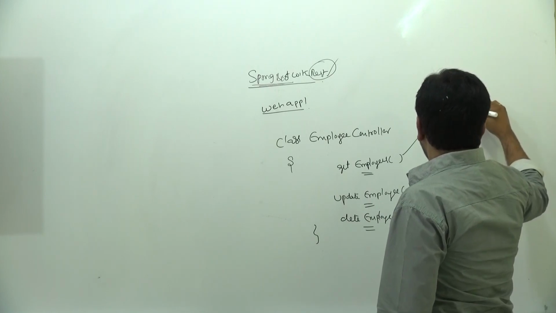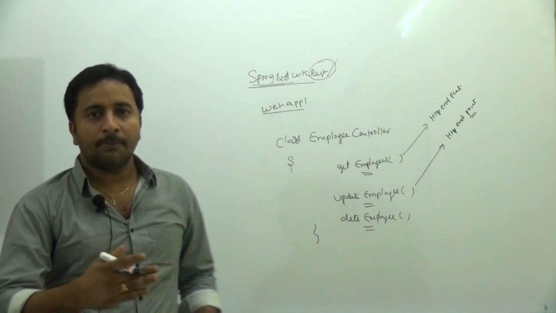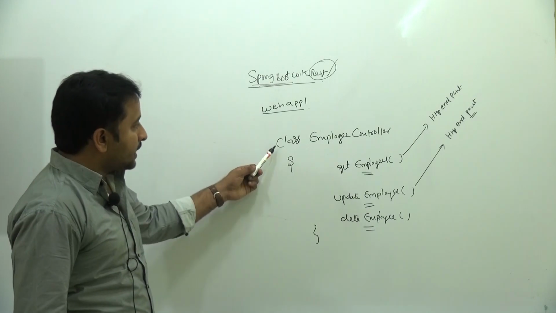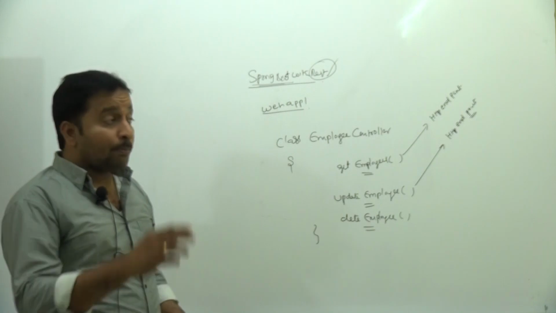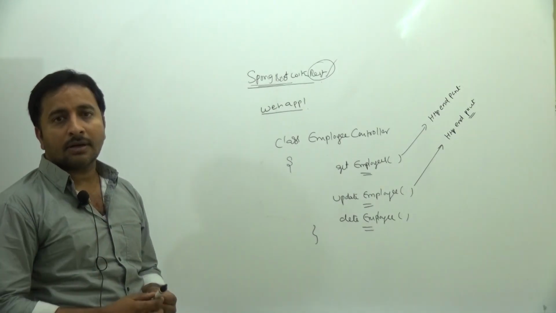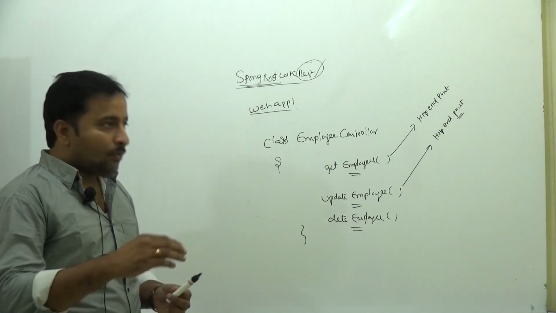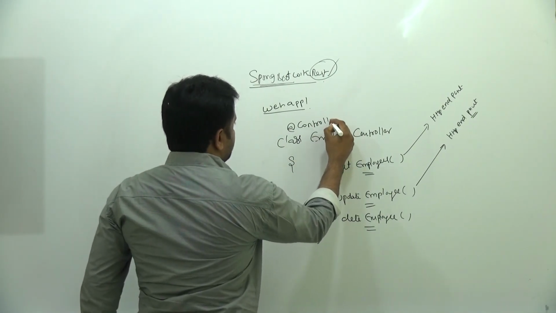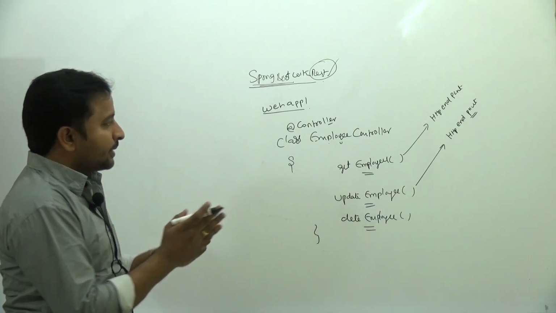So I am developing a web application by using Spring Boot. That is our goal. How do we develop it? Definitely with a class. To make this class a controller class, which annotation do we have to use? We have to use the @Controller annotation.